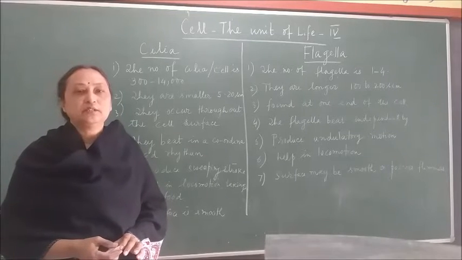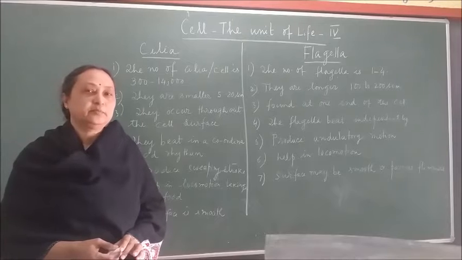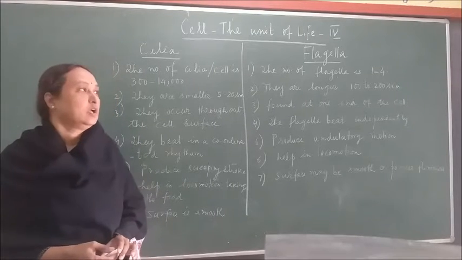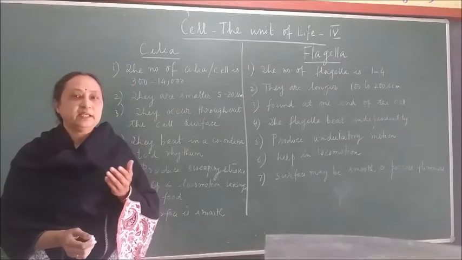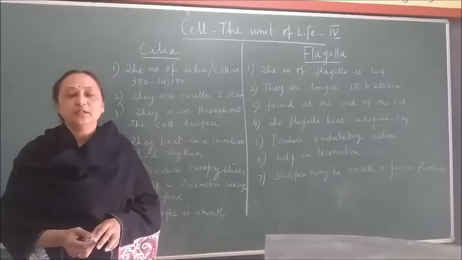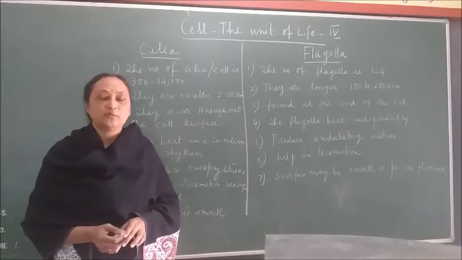Cilia and flagella, all of you know that these are locomotory organs. These organs help in the process of locomotion. More or less, cilia and flagella are thin, fine thread-like structures which develop from the outer surface of the cell. So both help in the process of locomotion.